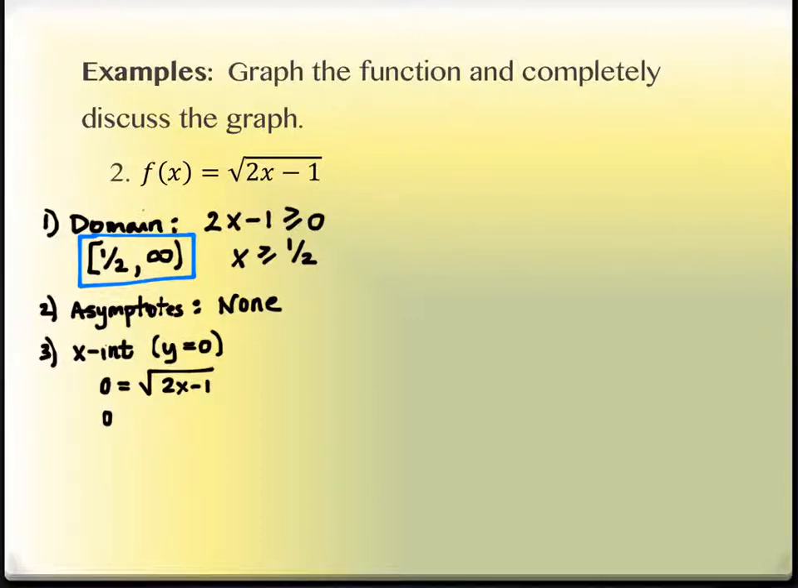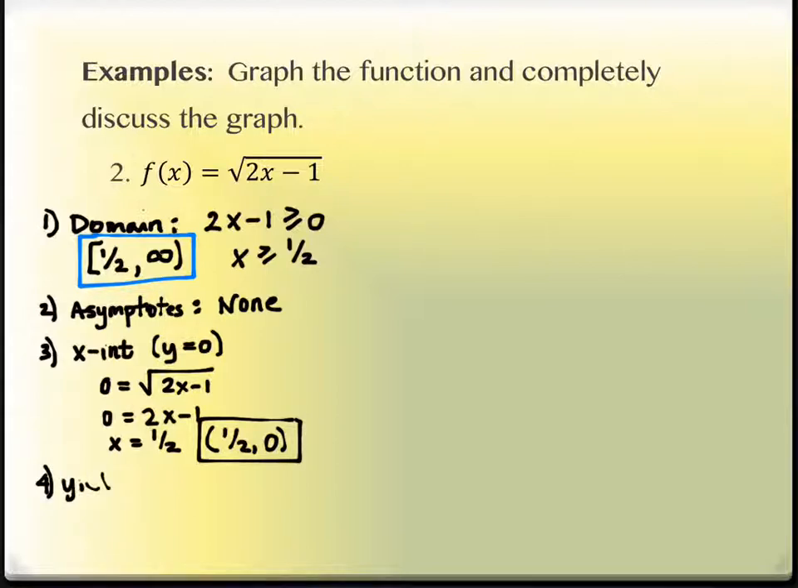Square both sides. And we end up getting x equal to 1/2. Very good. So the ordered pair would be (1/2, 0), right? Because we let y equal 0. So that's my x-intercept. What about the y-intercept? It doesn't exist. Why not? Right, I get a negative under the radical. It's not in the domain. There is none.